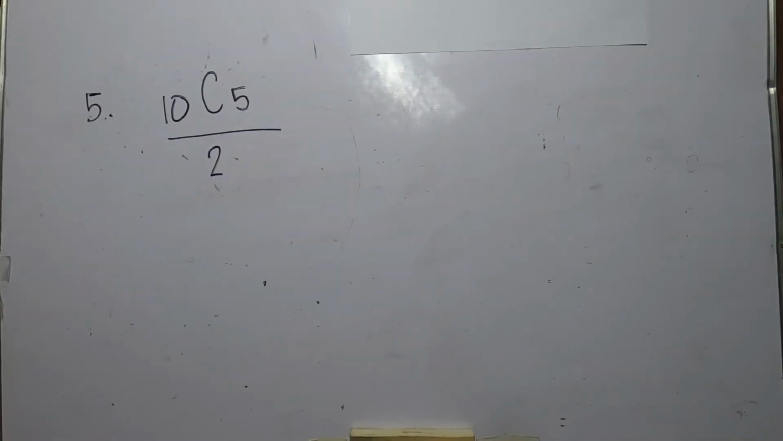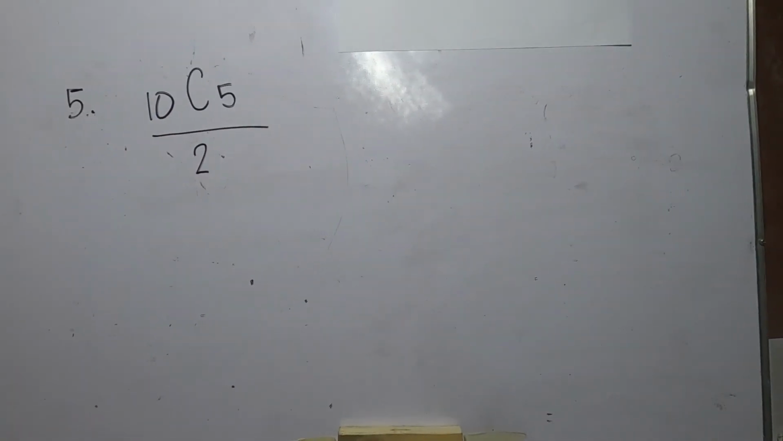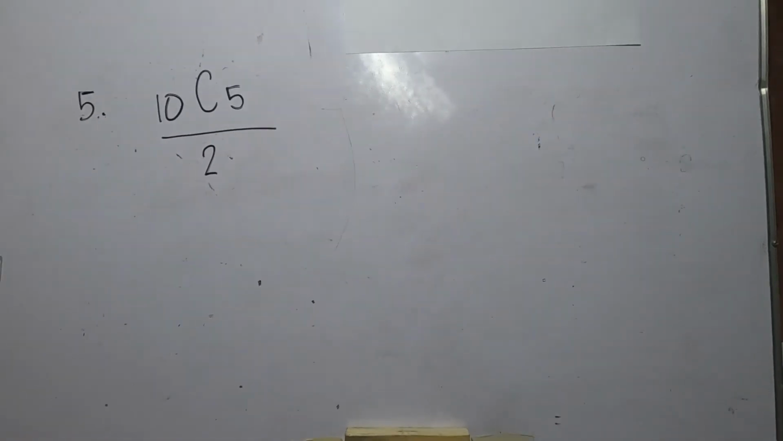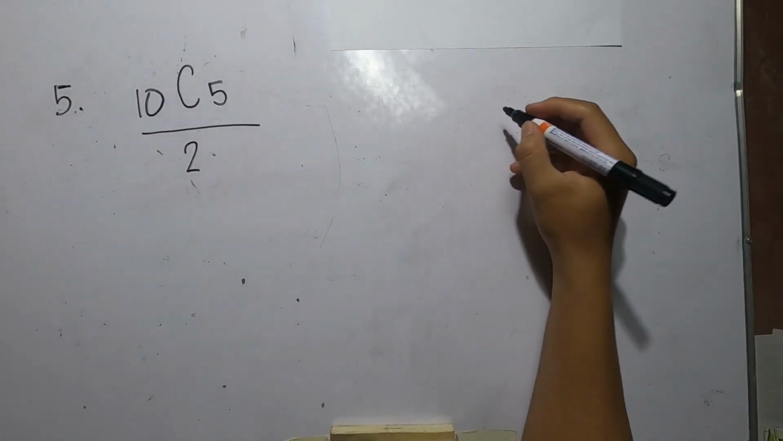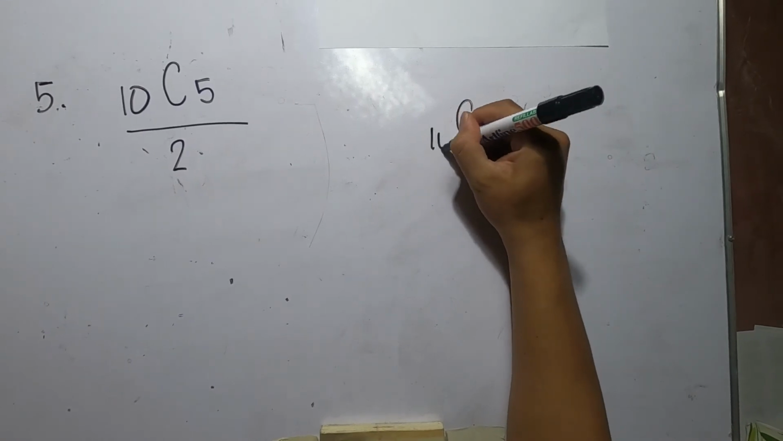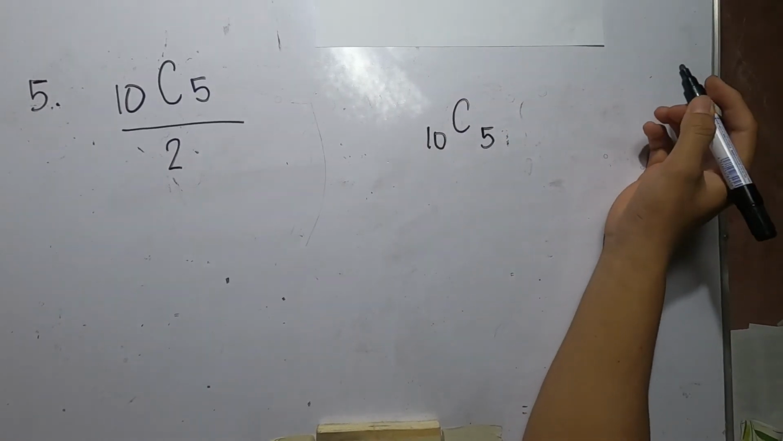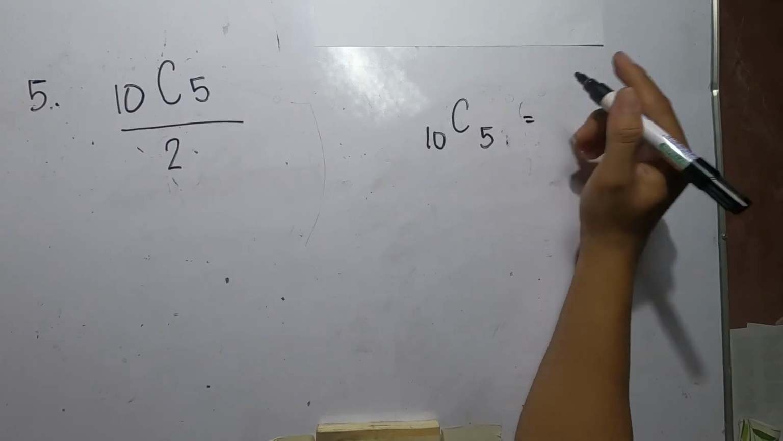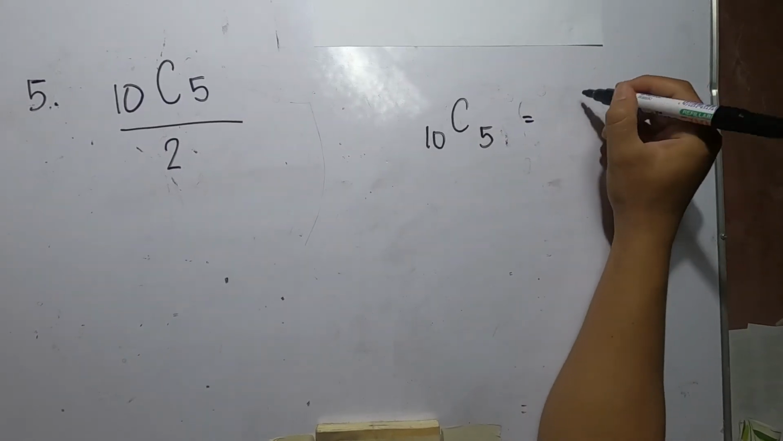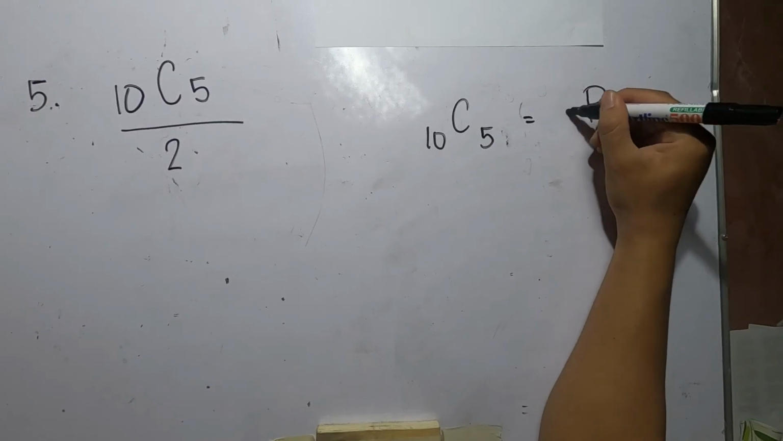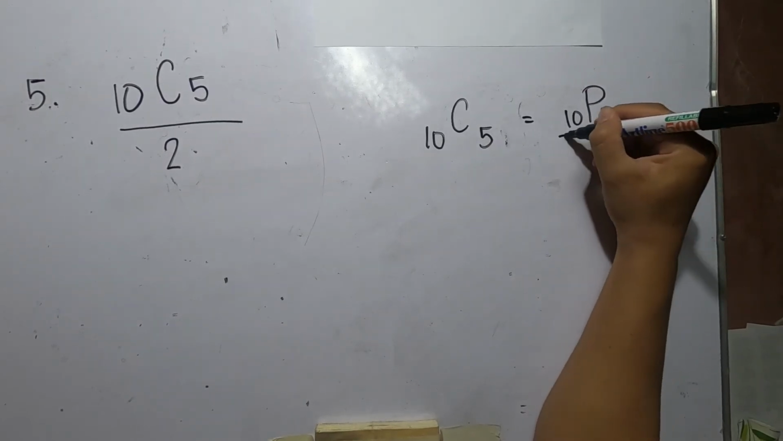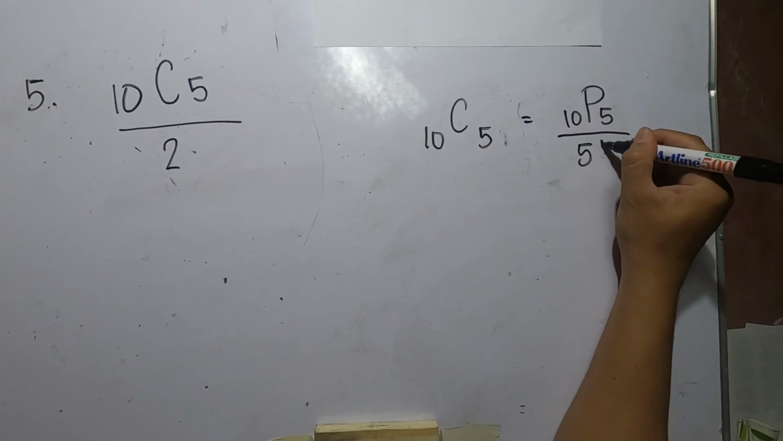Number 5. The given was combination of 10 taken 5 divided by 2. So we need to evaluate first what is combination of 10 taken 5 and divide the value by 2. By identity, combination of 10 taken 5 is the same as permutation of 10 taken 5 divided by 5 factorial.